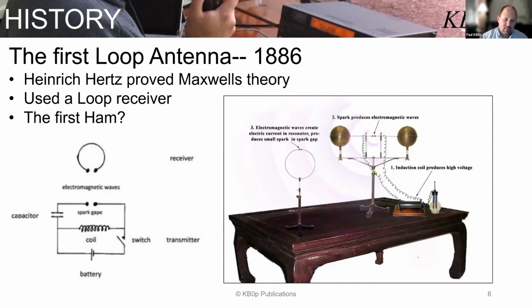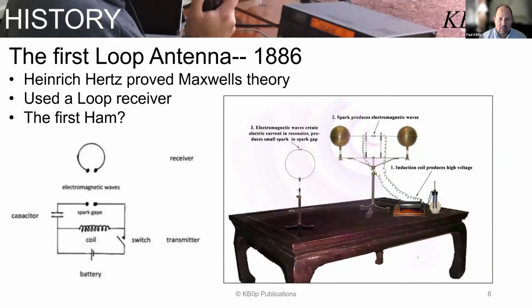So this is the spark gap transmitter. Now remember, this is 1886, so things were pretty crude back then. We've got our little coil here, and we're generating a signal and creating a spark. And these toilet bowl plunger looking things here, these are the antennas, the transmitting antenna. And then we had a receiving loop, which is completely passive. It's over here all by itself on an insulated pole.